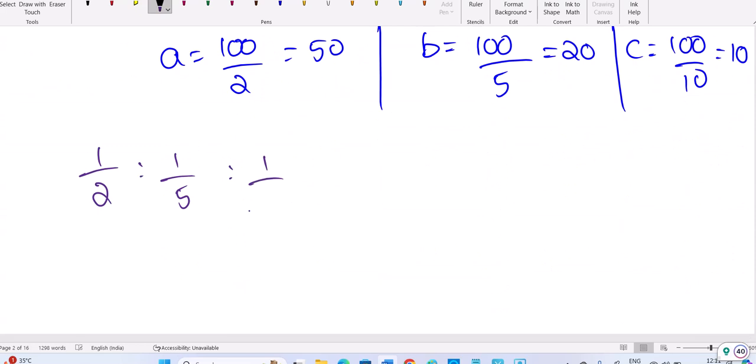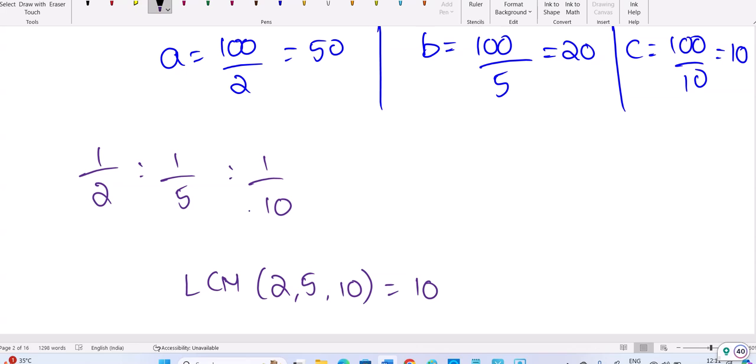Denominator values 2, 5, 10. Take the LCM for that. It is nothing but 10 only. If you take the LCM of the denominators, what are the denominator values they have given? You take the LCM for that. LCM is nothing but 10.